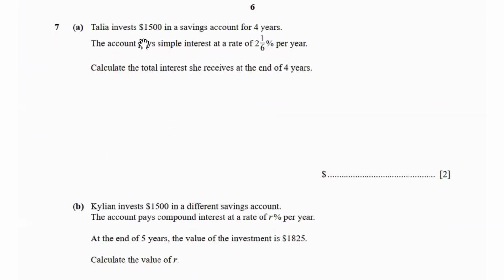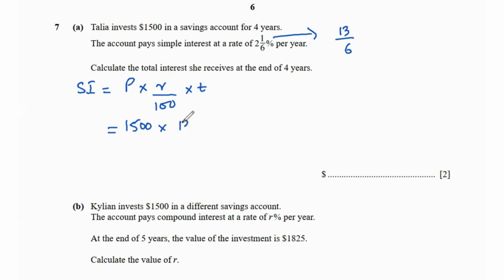Then Talia invests $1,500 in a savings account for 4 years. The account pays simple interest at a rate of 1/6% per year. Calculate the total interest she receives at the end of 4 years. Simple interest has the formula of principal amount times the rate of interest over 100 times the time period. Principal amount is 1,500. Rate of interest is 1/6, so convert that into an improper fraction. That's 13 over 6. So that makes this 13 over 600 times 4.